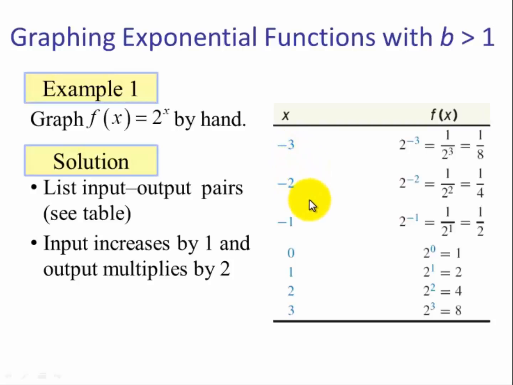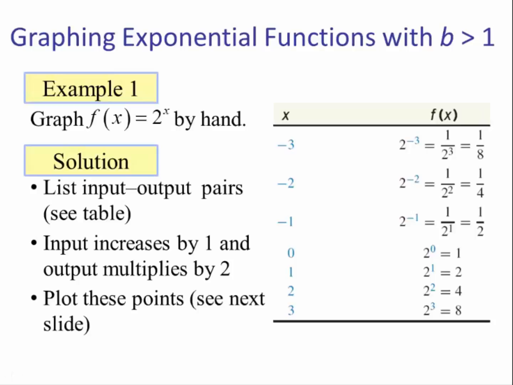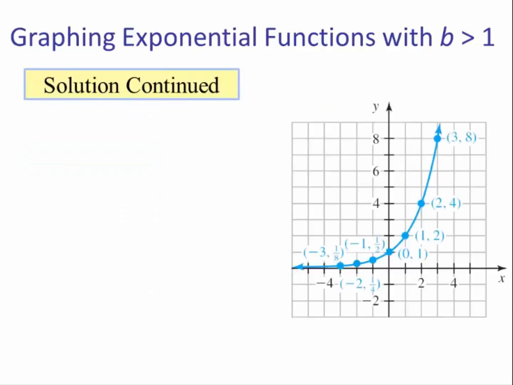And as we see, as x increases by 1, the values for the output multiply by 2. They double. Plotting these points, we have this graph. So this is the graph of f of x equals 2 to the x power. B is 2, and we call this an exponential growth.